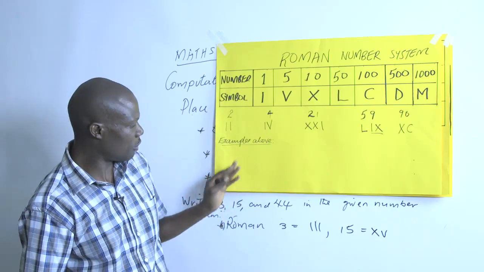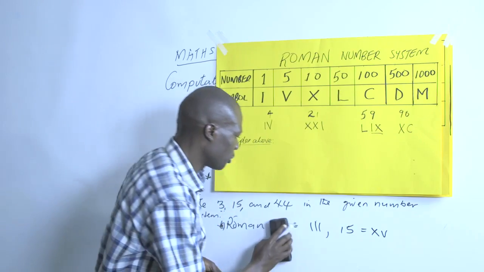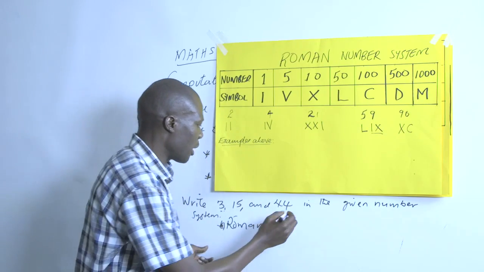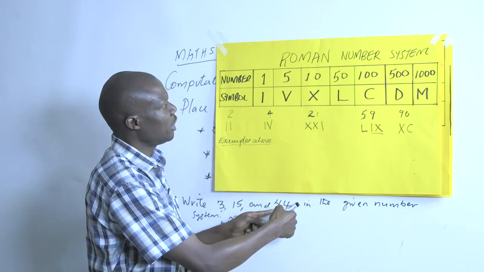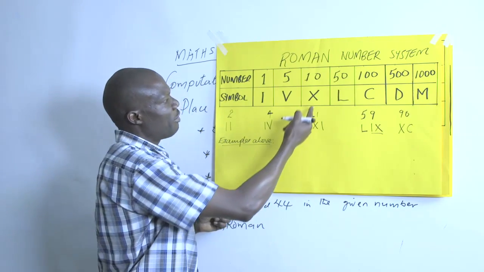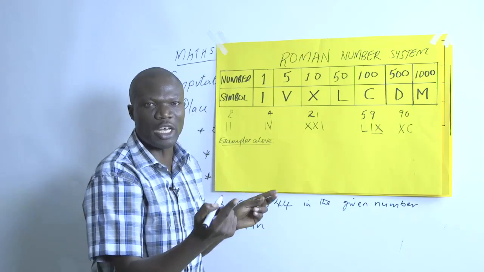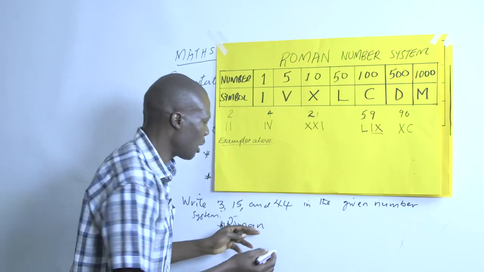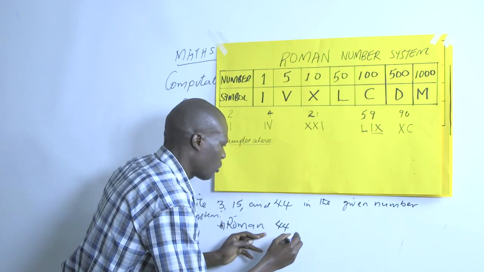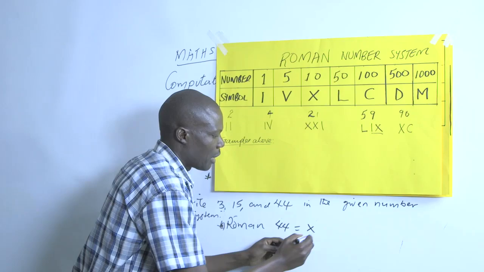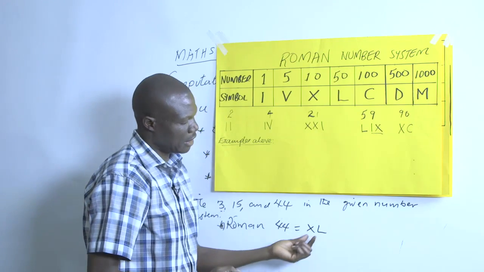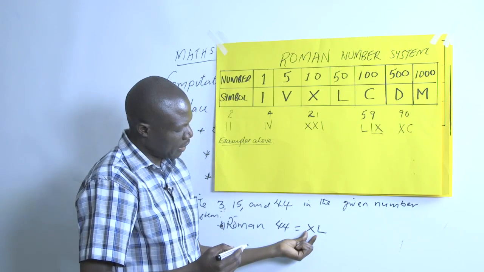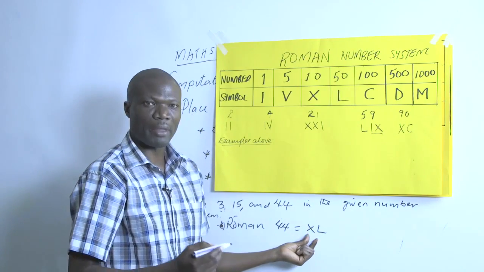The last one, which is 44. To represent 44 in Roman way, we shall require to have 40. And to get 40, we cannot have X all the way up to 4 times, but because we have 50, 50 minus X gives us 40. So for 44, we shall require a smaller value on the left and a larger value on the right. Larger value is 50. Smaller value here is 10. So 50 minus 10 is 40.